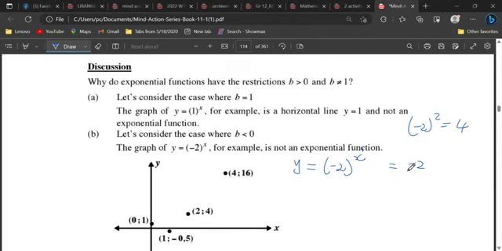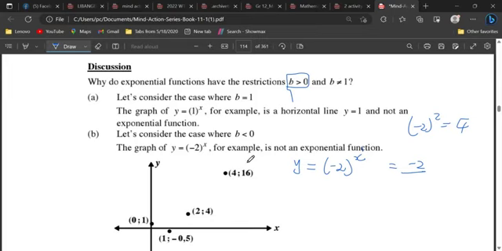Now you have a situation whereby you have a negative and then you have a positive. Your points are going to be positive, negative, depending on whether you are raising this thing to the power of an odd number or to the power of an even number. So it's not an exponent anymore. It doesn't become an exponent anymore. So b should be greater than 0. That's one of the restrictions.